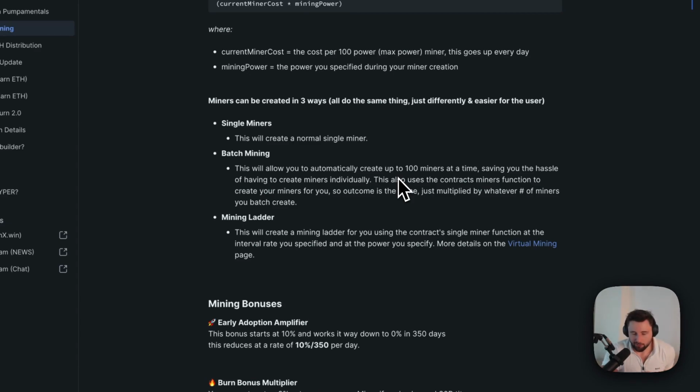But basically, batch mining allows you to create up to 100 miners in a single transaction instead of having to do 100 times individually. But it still creates single miners. It just saves a lot of time.